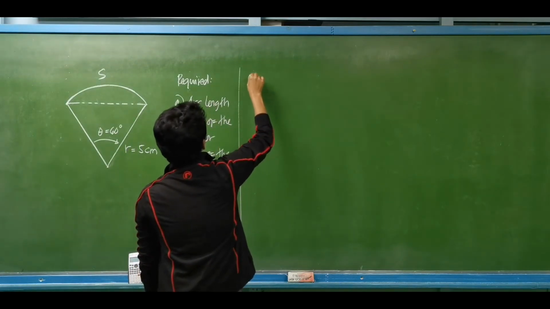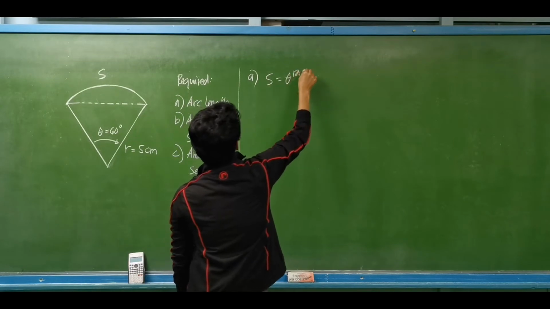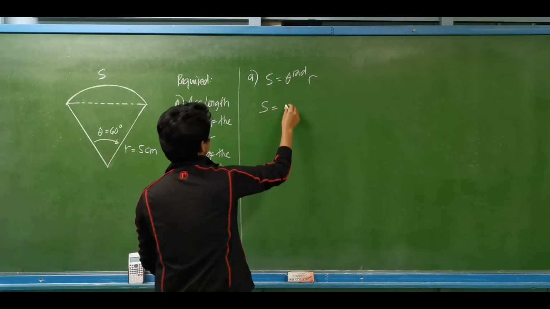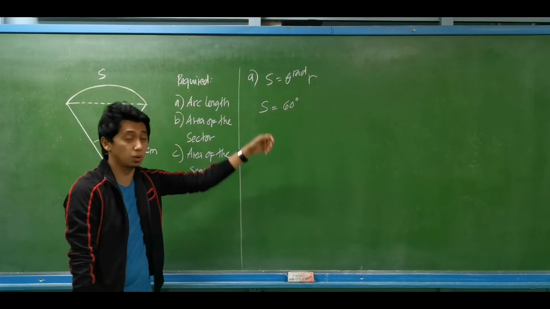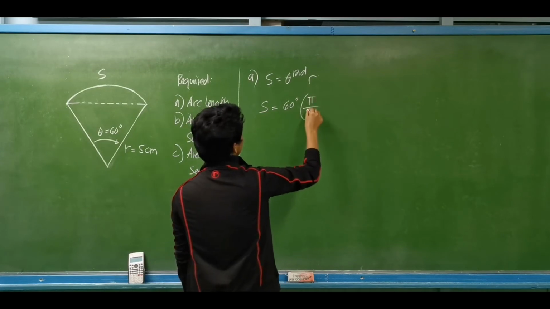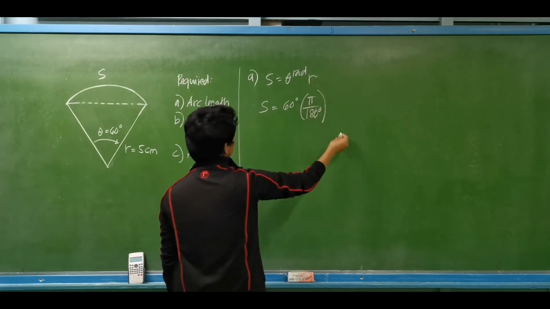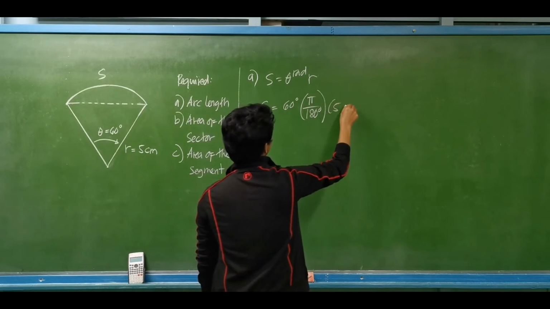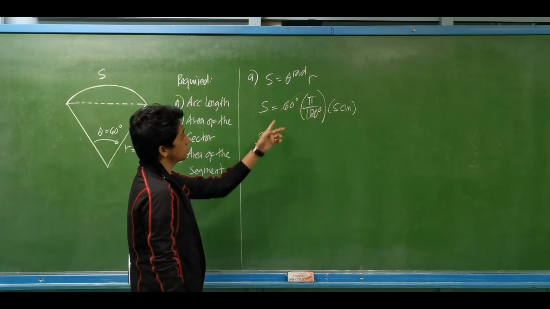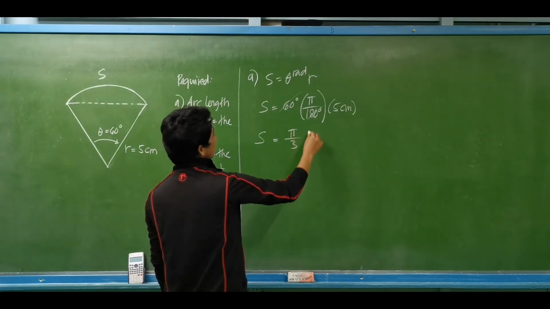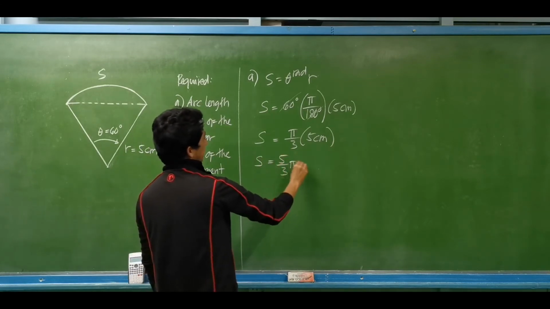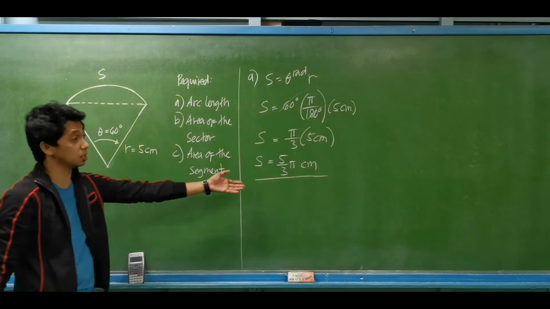The arc length is equal to the central angle, which should be expressed in radians, multiplied by the radius. So we have arc length, theta radians. This is 60 degrees. How to express this into radians? We have to multiply this by pi over 180 degrees, then multiply by the radius, 5 centimeters. So you have to cancel the degree unit. This is the same as pi over 3 multiplied by 5 centimeters. So we have the arc length as 5 over 3 of pi centimeters. This will be our answer. That is the arc length.